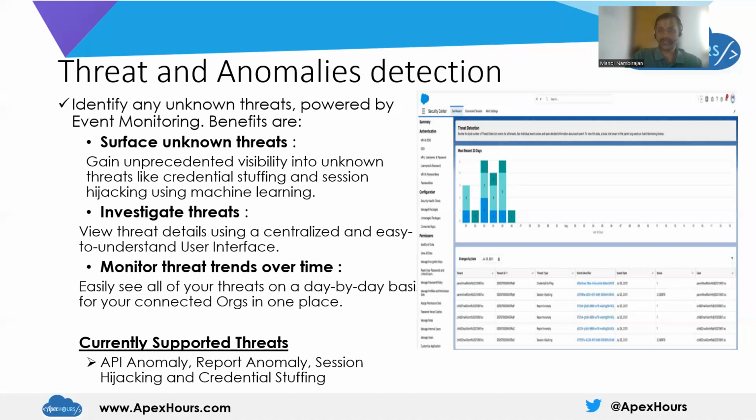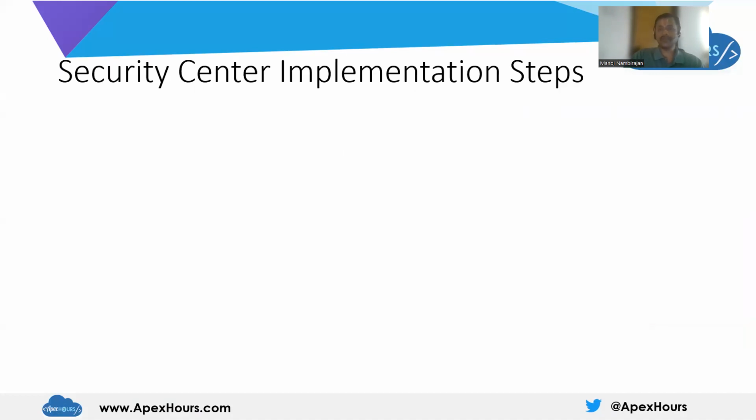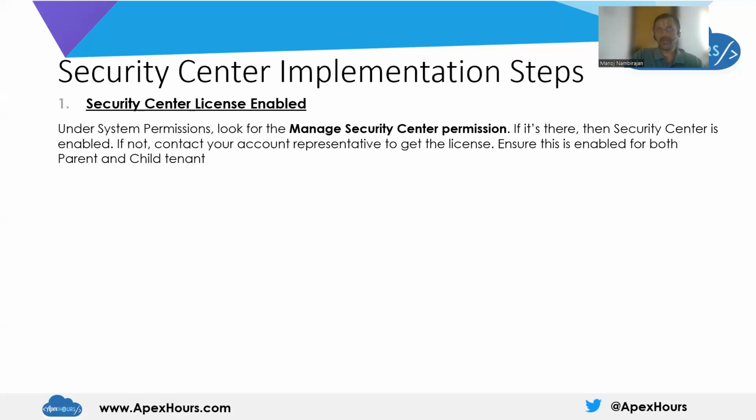And what I believe is that as of the winter release, this is also freely available along with the Security Center. That's what I understood from the winter release notes. And then let's look at the implementation steps. Security Center license enablement is the first piece. To my understanding, most orgs already have this permission available, so we just have to enable it either at the profile level or at the permission set level. And the key permission is the manage Security Center permission.